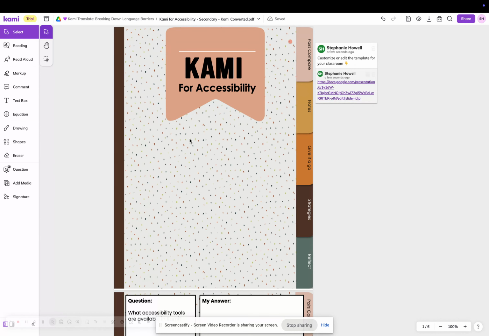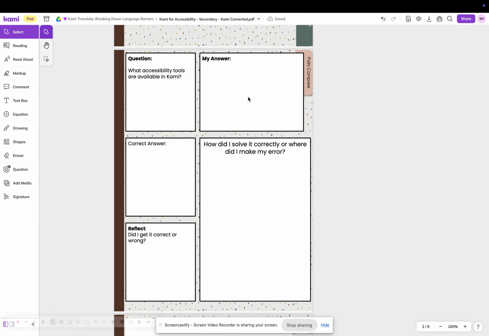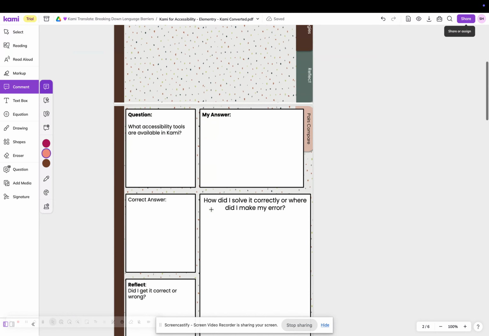But for this activity, the first thing is they're asked a question. What accessibility tools are available in Kami? They're going to do their answer first. So they have the question and they write their answer in this box. Same thing for this one as well. What accessibility tools are available in Kami? Again, they're going to add their answer right here.